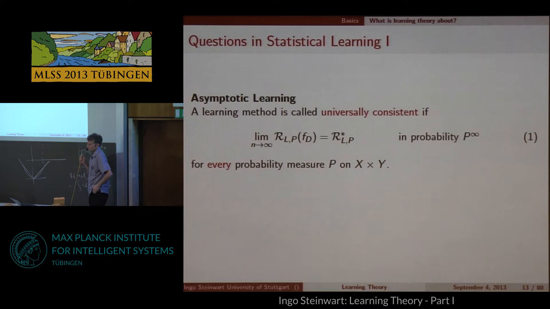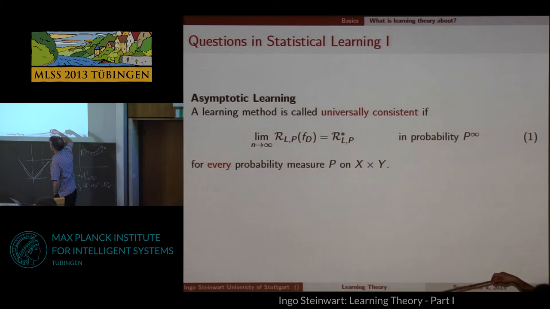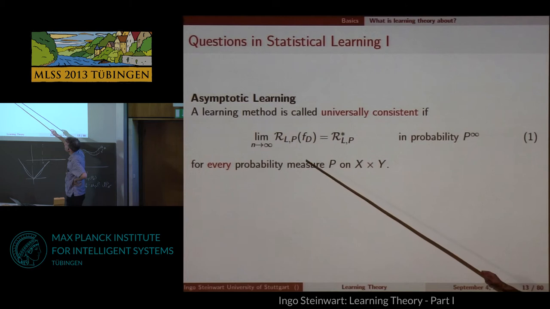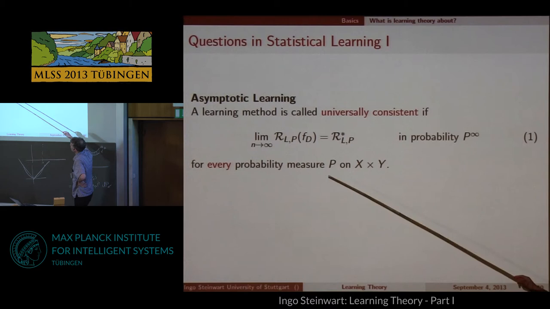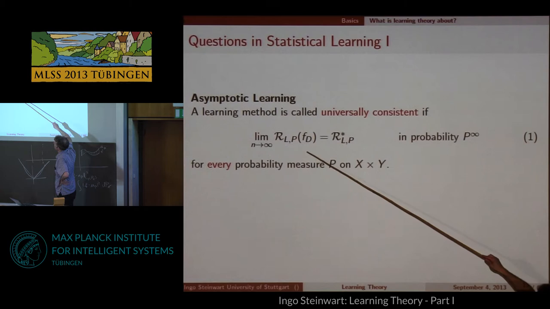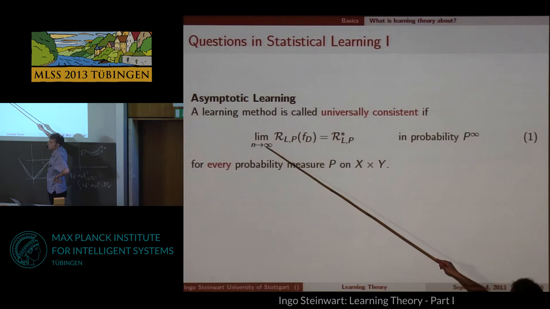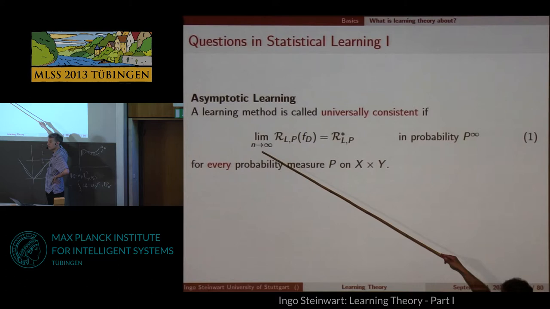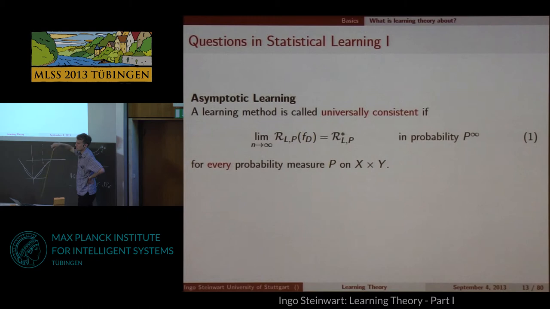This is the first way of saying that a learning algorithm actually learns. So far we haven't said anything about what we mean by learning. This is the first notion which tells us that in a certain sense, a learning method learns. We fix the learning method and consider the corresponding predictors it produces, and then we say that this learning method is universally consistent if the risk of its predictors f_D converges to the smallest possible risk as the sample size goes to infinity. Meaning that we just have to wait long enough and we get a predictor whose risk is close to the best possible risk.